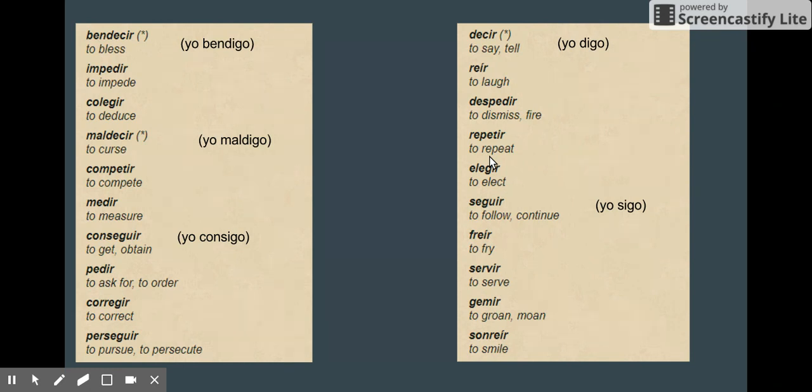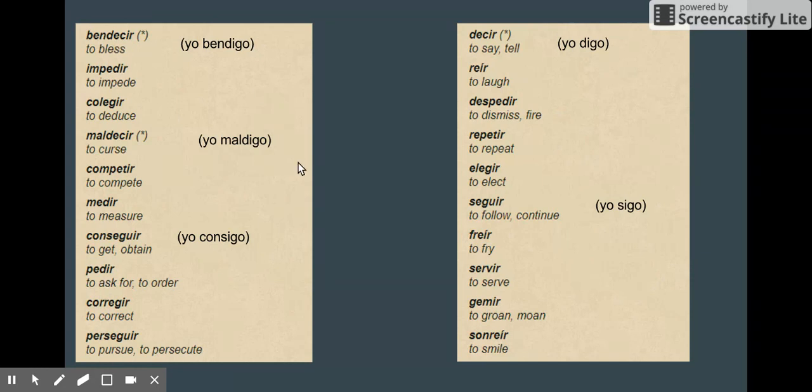And like I said, these are all IR verbs, so the endings are all just like regular IR verbs. The only difference is that when they're conjugated, the second E changes to an I. So in this example, bendecir, the second E is right here. So the tú form would be tú bendices.